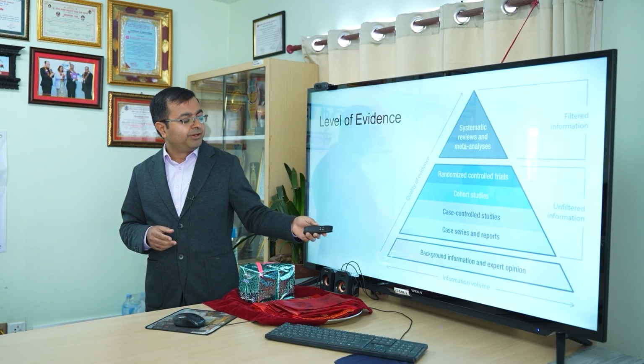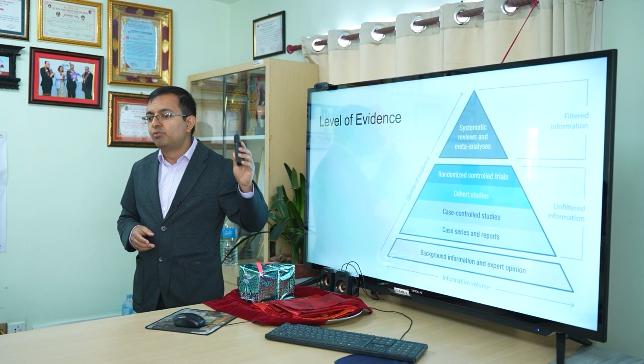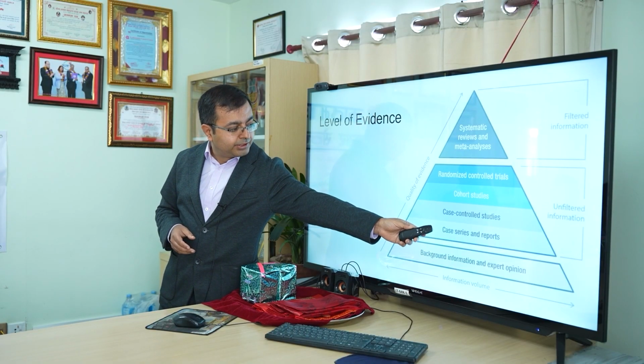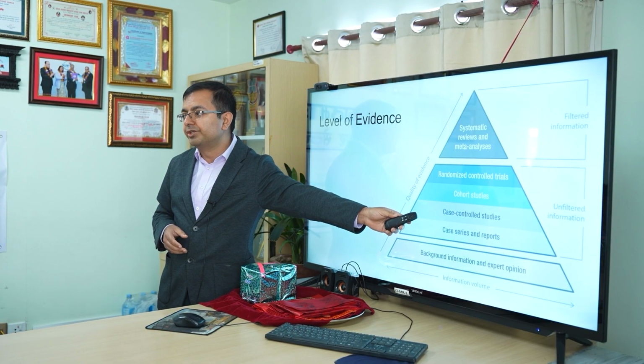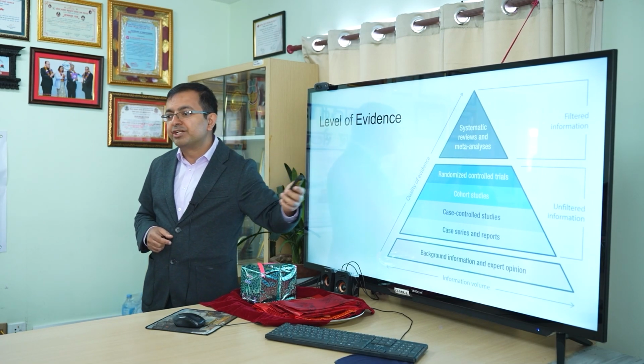I think we all are familiar with level of evidence. The higher you go, the evidence are more robust, they are more reliable. And if you see the case series, case control, cohort, they all come below randomized study. So they are not as good as experimental study. Why is that?